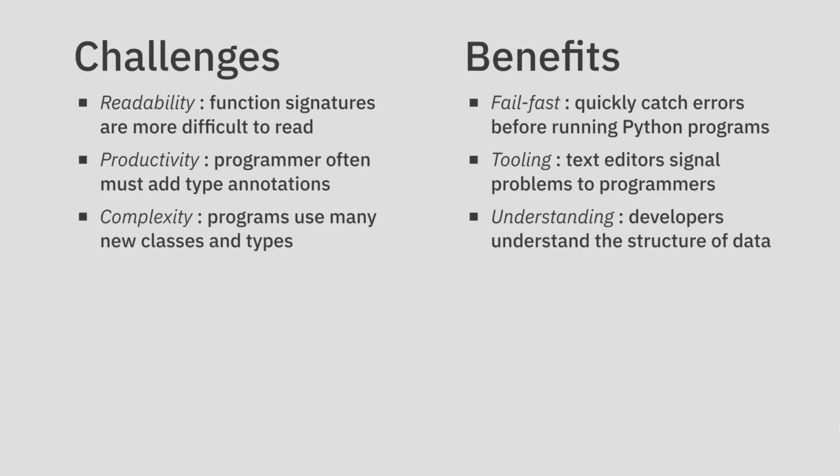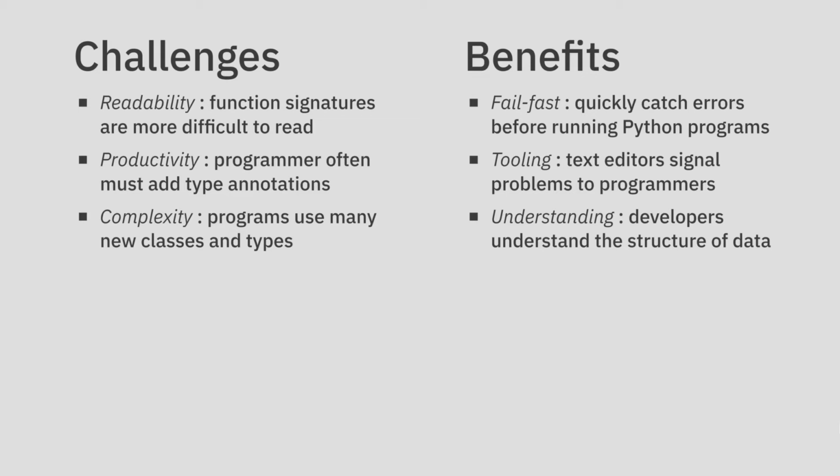The first challenge is readability. This means that function signatures could be more difficult to read because they contain type information. The second challenge is productivity. This is because programmers often must add type annotations to their code, and this takes additional time. The third challenge is complexity. This arises because programs will now use many additional types and classes when annotations exist inside of them. However, there are some benefits associated with using these annotations. The first is fail fast.